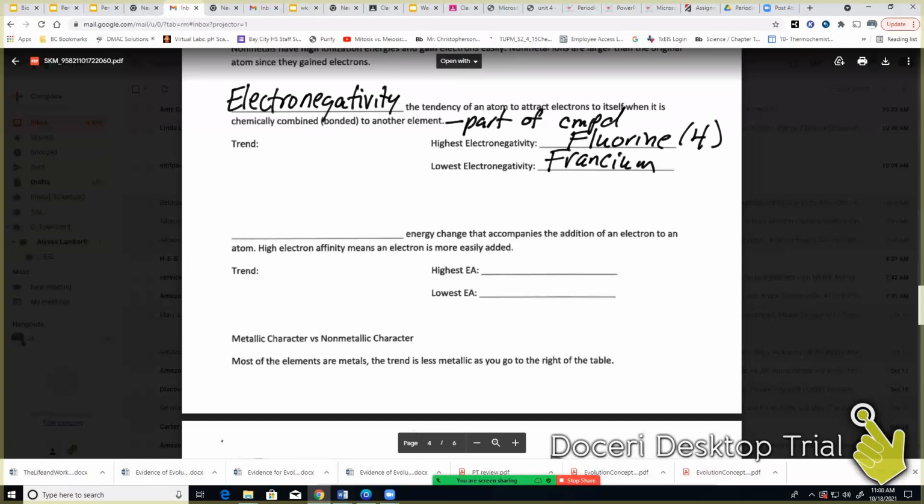So that trend is going to increase electronegativity, ability to pull an electron to itself. It's going to increase as I go across the period, and it's going to increase as I go up a group because of fewer energy levels. So that positive nucleus would be felt more. All right, next one is electron affinity.